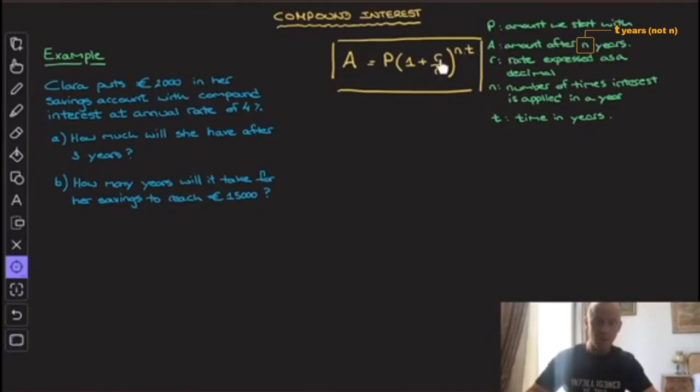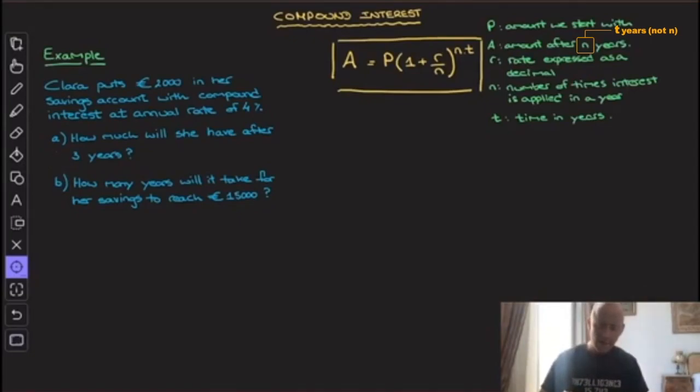R is the rate, and the rate will always be an annual rate, don't worry. So in this case, it's going to be 4%. N is the number of times interest is applied in a year. We'll get back to that in a second. And T is the time in years. So T is going to be 1, 2, 3, 4, etc. Number of years. Okay. So let's see. I'll go ahead and actually illustrate how we use this formula by answering question A.